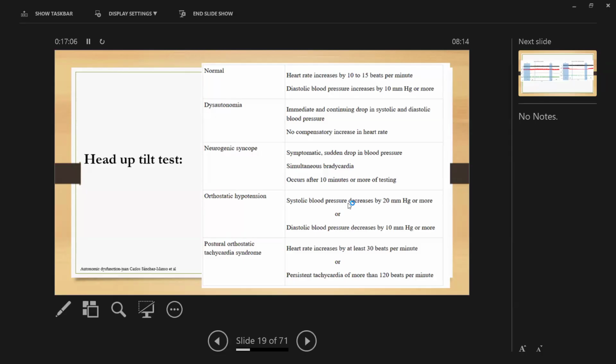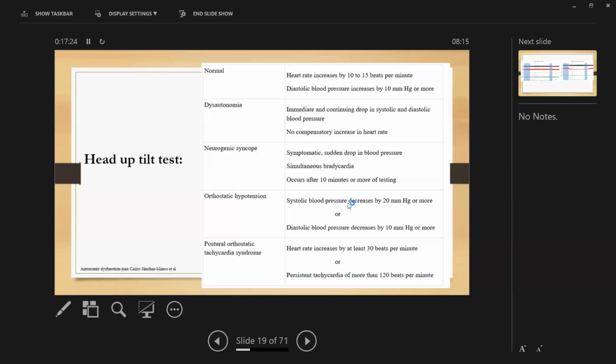Orthostatic hypotension, the definition is: when we check after tilting or standing, within 3 minutes the systolic blood pressure should fall by less than 20 millimeters of mercury. If it falls more than 20 millimeters of mercury, or the diastolic blood pressure falls more than 10 millimeters of mercury, it indicates orthostatic hypotension. Now another important thing is neurogenic syncope.